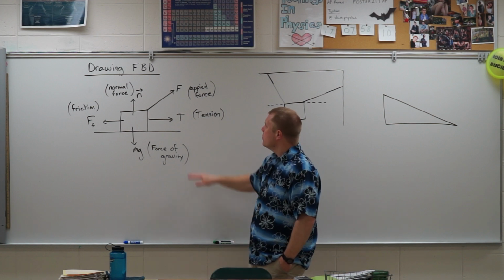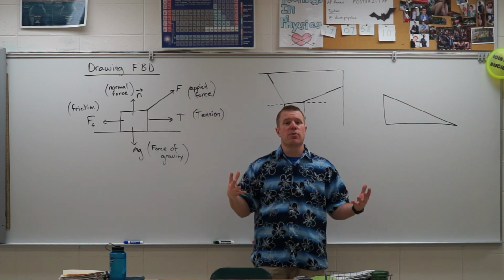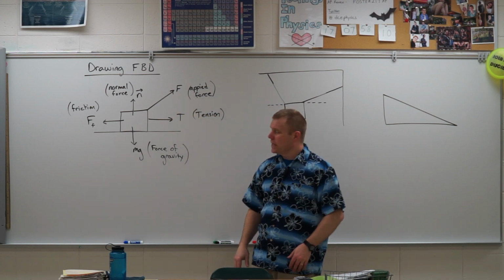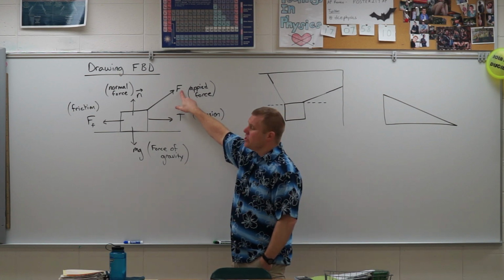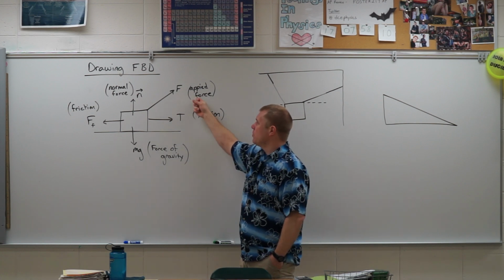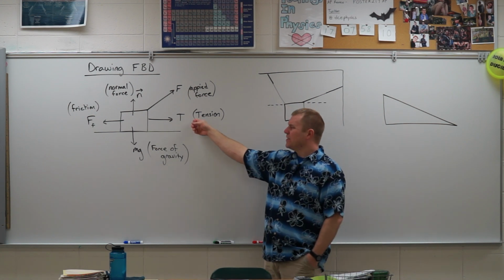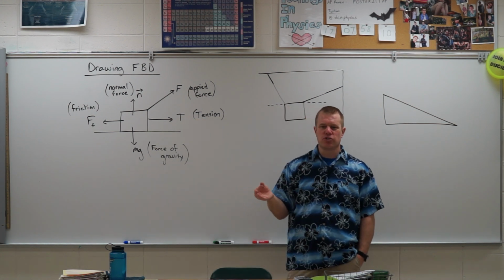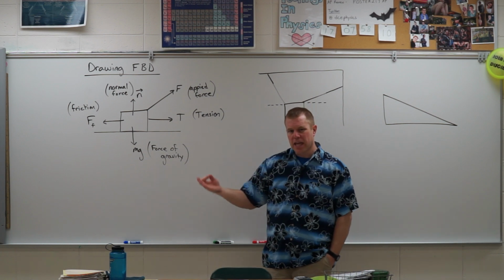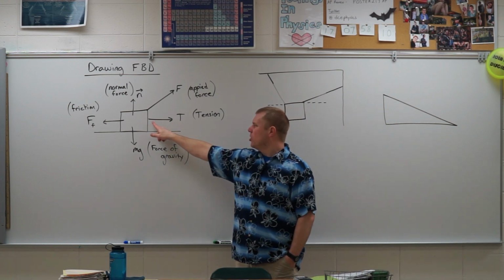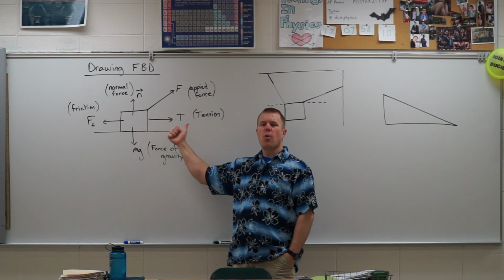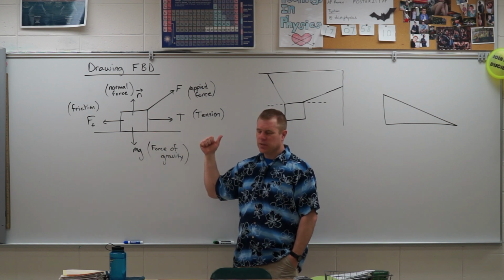Okay, so the first one here is an applied force, so this is anyone applying a force, pushing or pulling on it, and I just label that with a capital F for applied force. Now there's a second type of applied force which we call tension. Now tension is from a string or a rope or a cable, something like that, and it always points along the string away from the object.